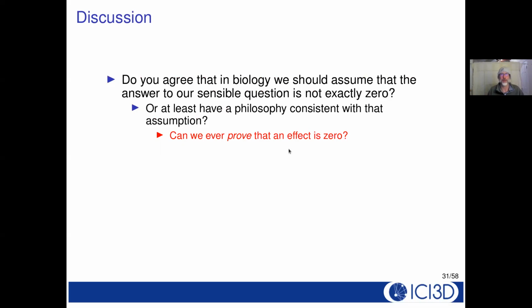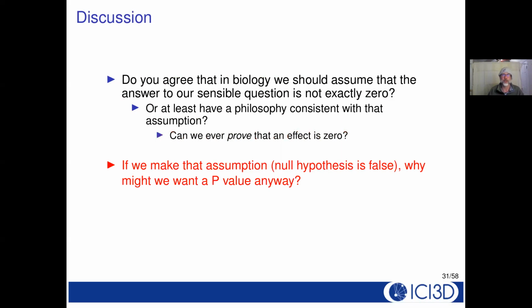And here's something that we can try to discuss when we meet. You know, if you want to, this is left over from when I used to discuss this in person before giving the answer. But we could discuss, do you agree that biologists basically do and should assume that an answer to our sensible question is not exactly zero? And I'll say, even if you don't agree, you might go along with my philosophy, because maybe you would agree that even if an effect can be zero, we can't use statistics or biological measurements to prove that an effect is zero. The effect could always be there, but smaller than we're able to see.